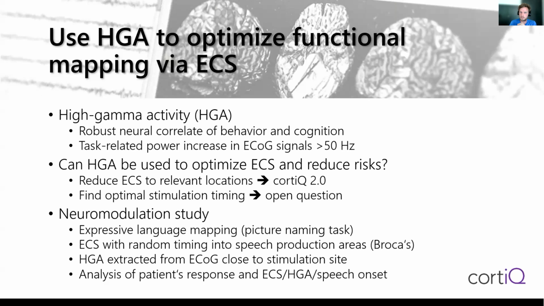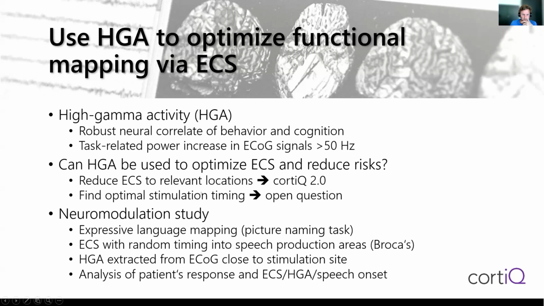So this is exactly what CortiQ 2.0 is doing. Before we go into the ECS functional mapping, we do high gamma activity mapping, and then we already know very nicely where the hotspots are, and then we don't have to stimulate too many regions because we already know the relevant ones. And the second question was if we can use high gamma activity to find optimal stimulation timing. So this has been so far an open question, and up to some degree it still is.